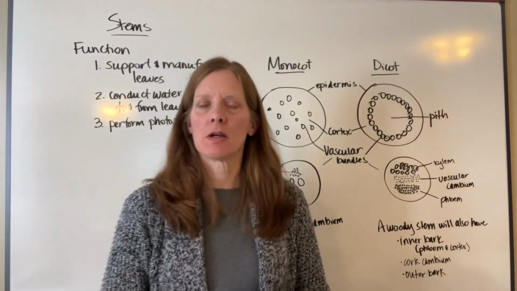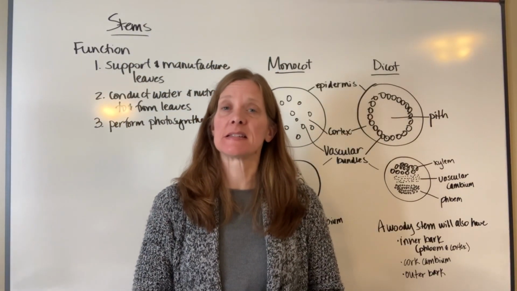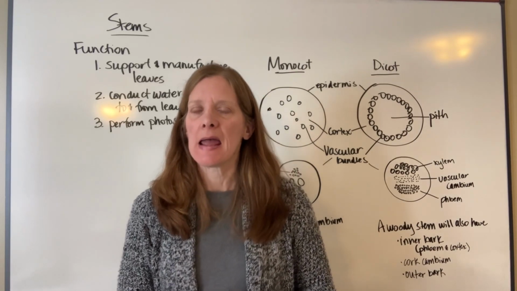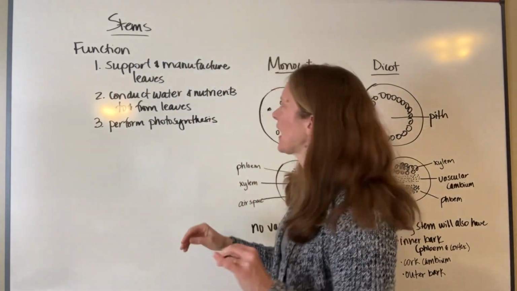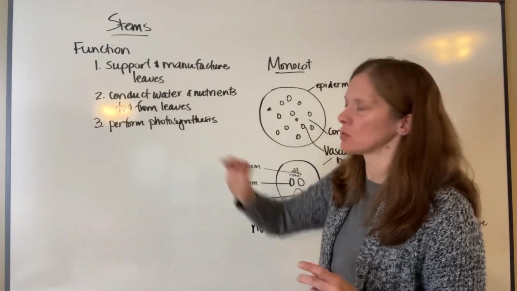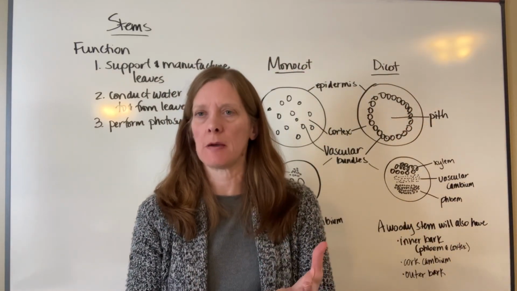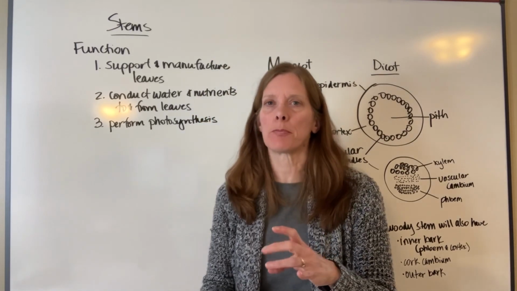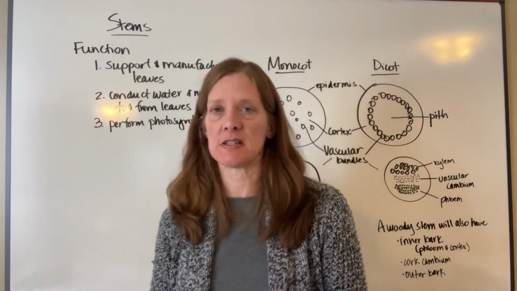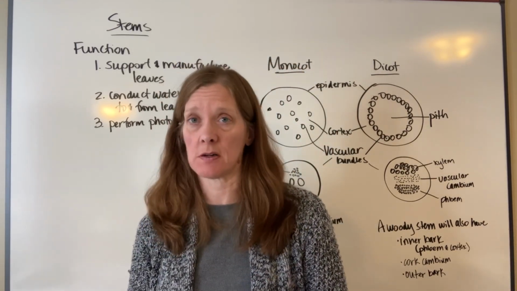Alrighty, the next area we're going to hit is the stem on the plant. And your stems are also going to have three functions. The first one is going to be to support and manufacture the leaves. And of course, that's crucial for the plant because the leaves are the primary place of photosynthesis. It's going to produce all the food that's needed for the plant.